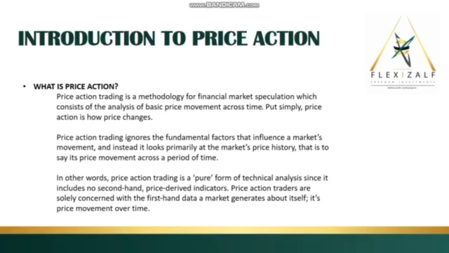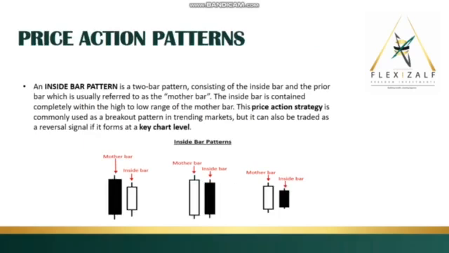As price action traders, we say we look at raw data from the chart and then we make our speculations from there. In other words, price action trading is a pure form of technical analysis, since it includes no second-hand or price derived indicators. Price action traders are solely concerned with first-hand data a market generates about itself. It is price movement over time.